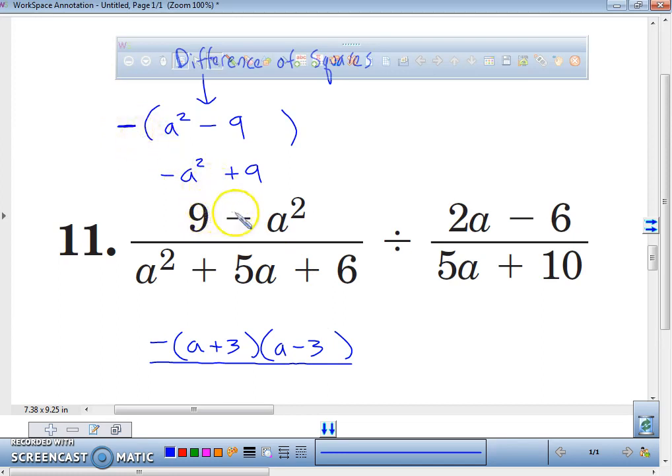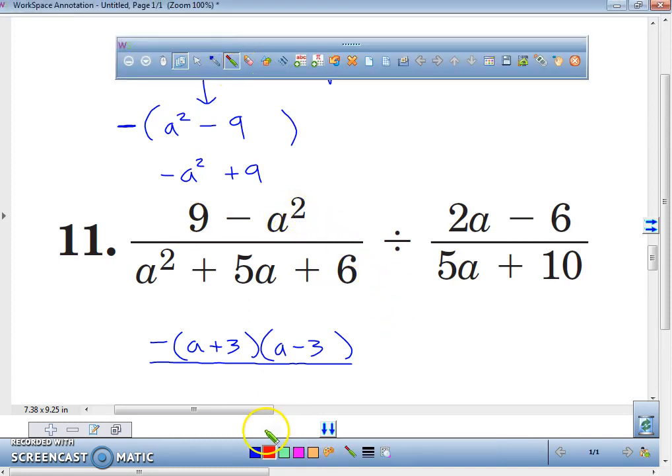So whenever you see a 9 minus an a squared, or 9 minus a b squared, or whatever it is, what do you have to factor out first? The negative. Very important. All right, I'm going to highlight that in blue. So we know this right here eventually factored to this right here. Now we'll do the easy one. This one right here. This is easy.